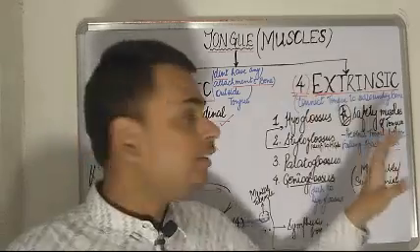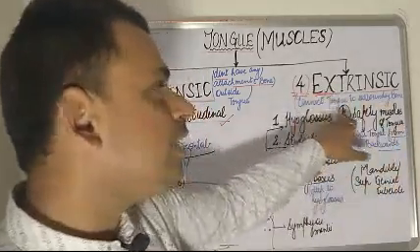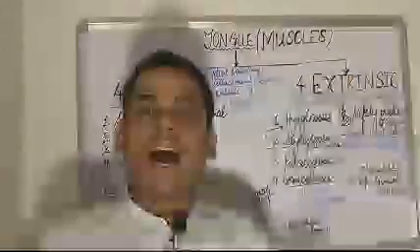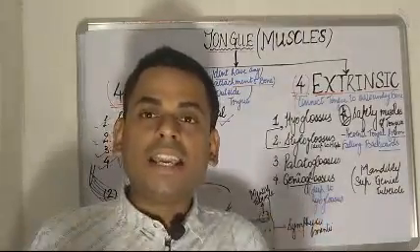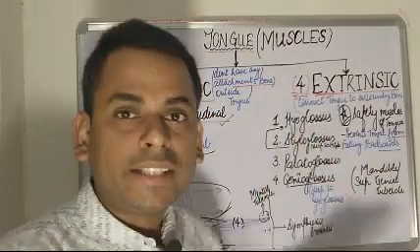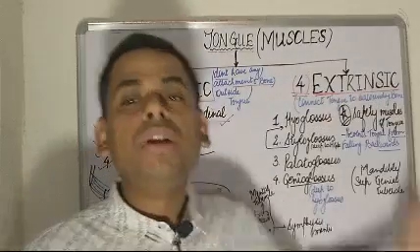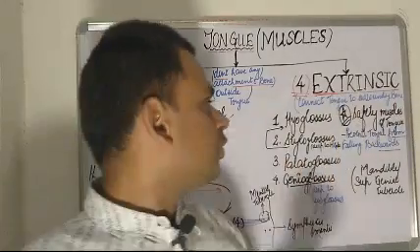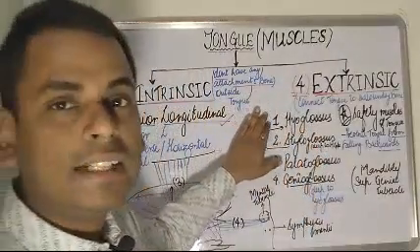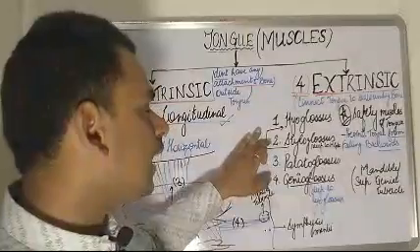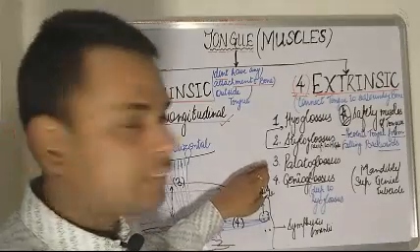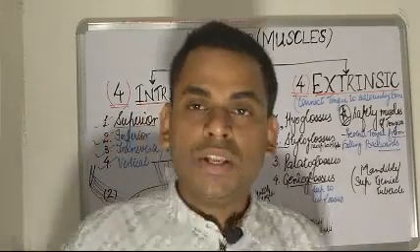The extrinsic muscles have the function of connecting the tongue to the surrounding bones. So students, the extrinsic muscles are lying outside the tongue, and these are the muscles which are connecting the tongue to the surrounding bones. That's why they have been given the name of extrinsic muscles. There are four extrinsic muscles. The first is the hyoglossus. The second is the styloglossus. The third is the palatoglossus, and the fourth is the genioglossus.